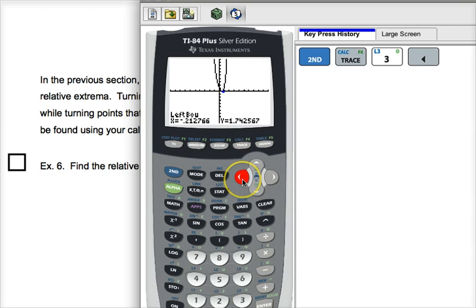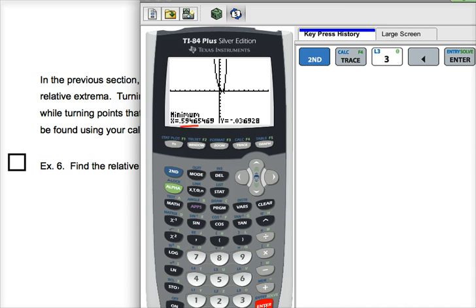And now I've got that blinky that we've talked about before. Okay, blinky is blinking right here. They want to know, is blinky to the left of the point we want? Yeah, he is. So I'm going to go ahead and press enter right there. And then I'm going to go ahead and arrow to the right to get blinky to the other side. And press enter right there. And then do I want to guess? Yes, please.